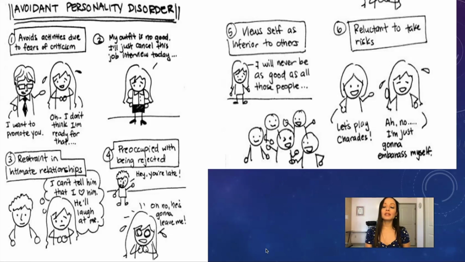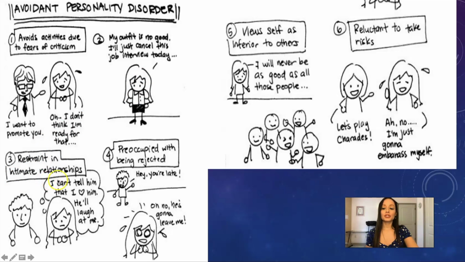So I love these little drawings as an example of avoidant personality disorder. They avoid activities due to fear of criticism. So the manager says, I want to promote you, but they have a low self-esteem. So they say, I don't think I'm ready for that. And then my outfit is no good. I'll just cancel this job interview today, right? They don't take risks. They don't want to go out. They don't want to leave the house. They don't want to make friends because they're afraid that no one's going to like them.